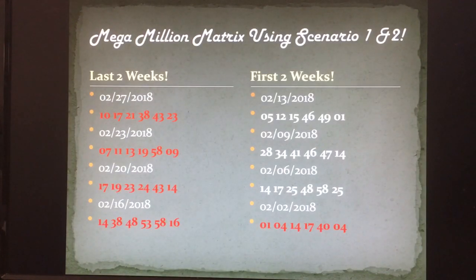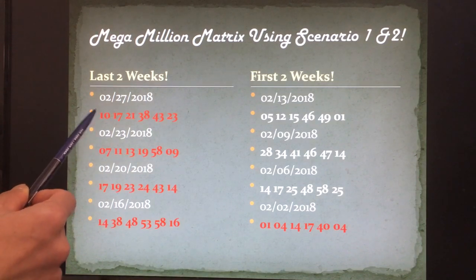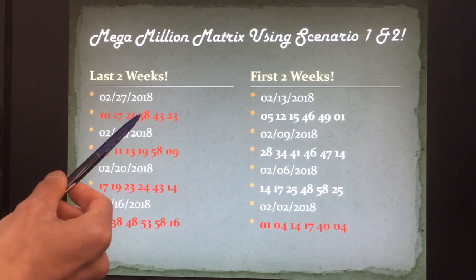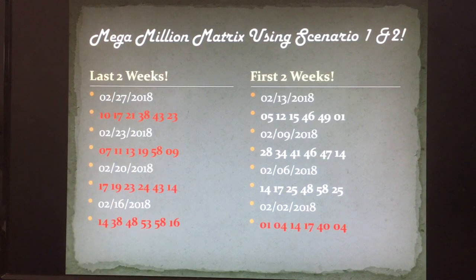Now let's look at the whiteboards from the last 2 weeks first. Let's look at 227. You have 10, 17, 21, 38, which does not exceed over 40. So you can hit 40. You can hit 4 whiteboards out of 5.